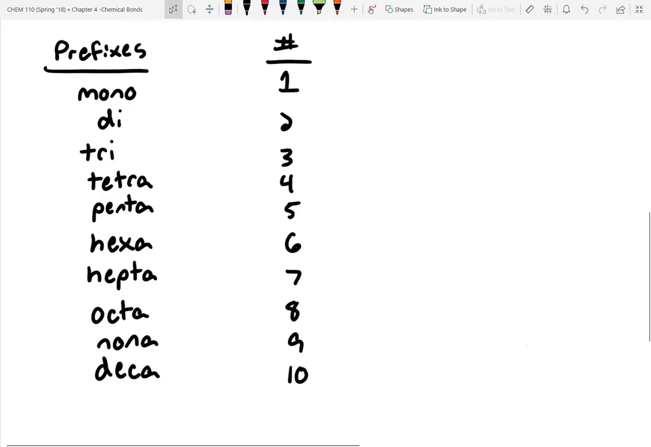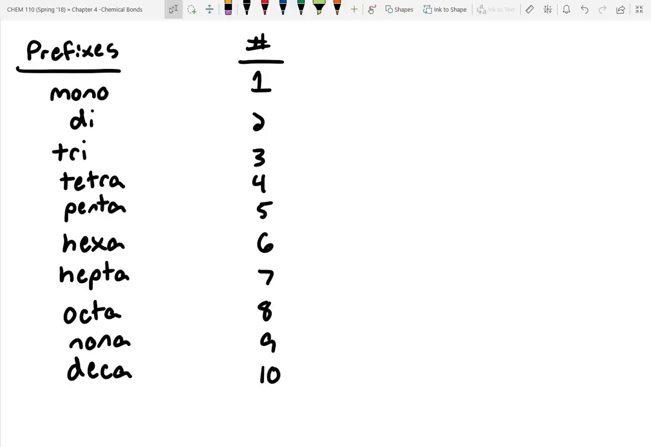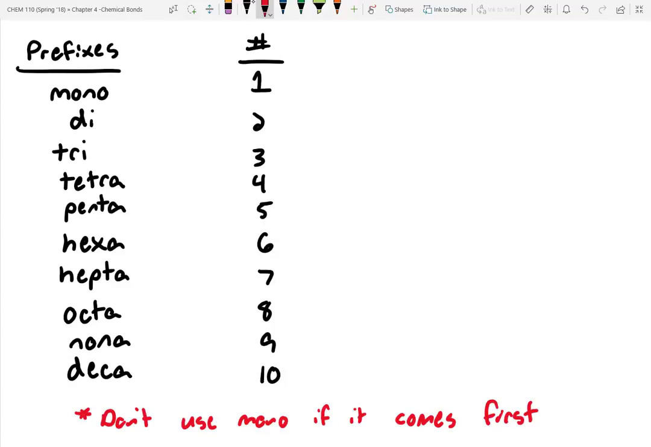All right, so let's take a look at some of these. And I am going to put a note. You don't need a prefix if mono comes first. Actually, I'll just write, don't use mono if it comes first. All right, so let's do some examples. And we'll do some common ones that you might be familiar with.